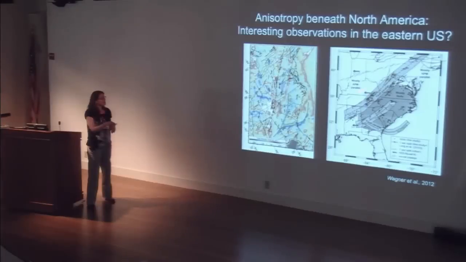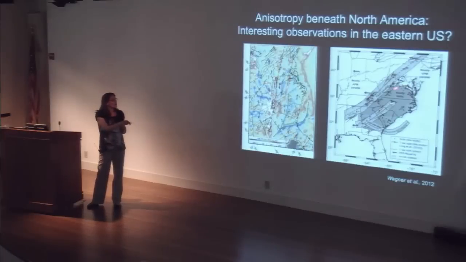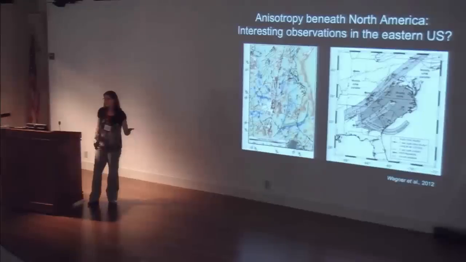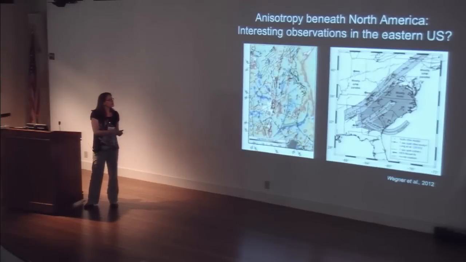And the southeastern part of the United States in particular has a very, I think, weird shear wave splitting pattern. Many of the stations located out here on the coastal plain actually don't show very strong splitting. We measure 100 SKS phases at a lot of these stations with very good back azimuthal coverage, and we don't see any splitting at all, which is an odd observation.